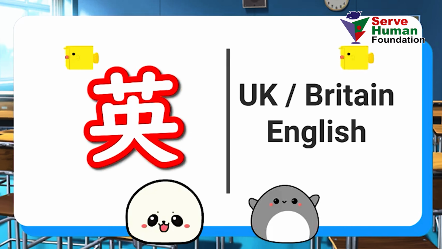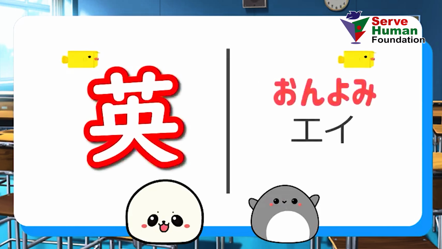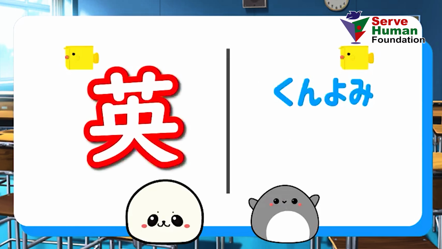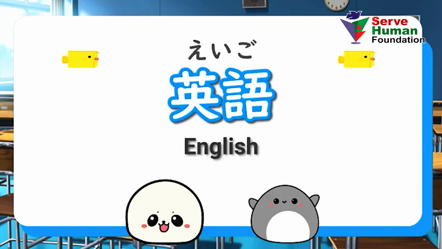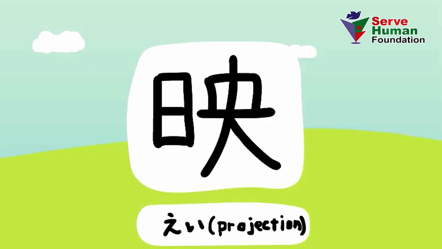The definition of this kanji is UK English. How do we read this kanji? Onyomi is A. There is no common kunyomi reading. An example word is 英語. An example sentence: 毎日英語を勉強しています。Next kanji is A.